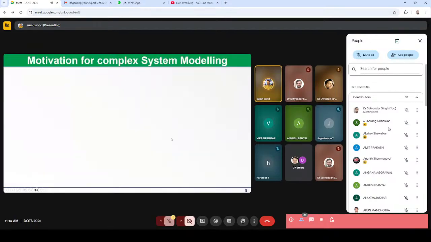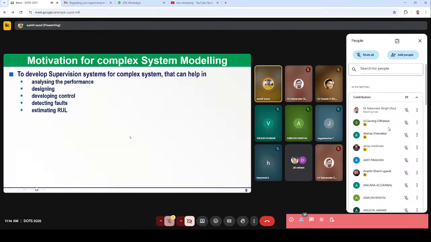So the first question that comes to our mind is, what is the motivation for this complex system modeling? Why do we want to model these systems? The basic idea behind modeling this complex system is to develop a supervision platform or supervision system that can help us in achieving different objectives. For example, it can be used to analyze the performance of the system. We can have a digital twin of the system, and then we can analyze the performance under different operating conditions. It can also be used to improve the design of that system. It can also be used to develop the control for the complex system.